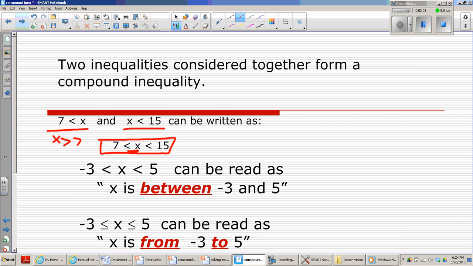This compound inequality, -3 less than x less than 5, is talking about a value for x that is between those two numbers, between -3 and 5. Now -3 less than or equal to x less than or equal to 5: when we switch the symbol and have the equal marks, then we are including the -3 and the 5 as part of the result.